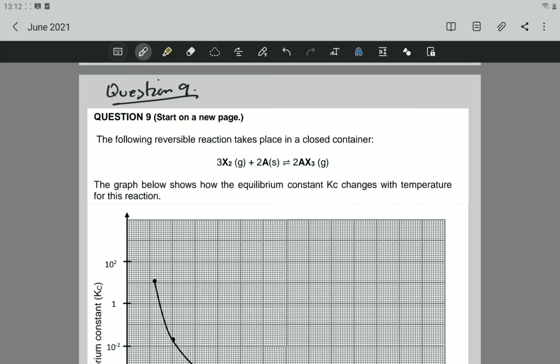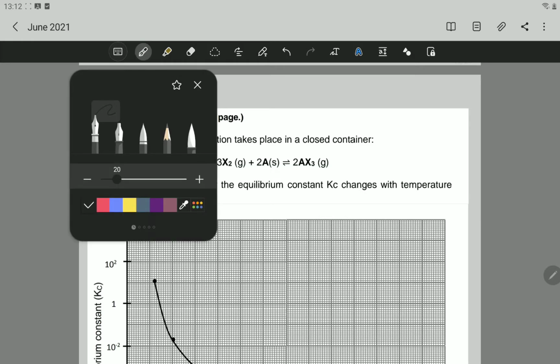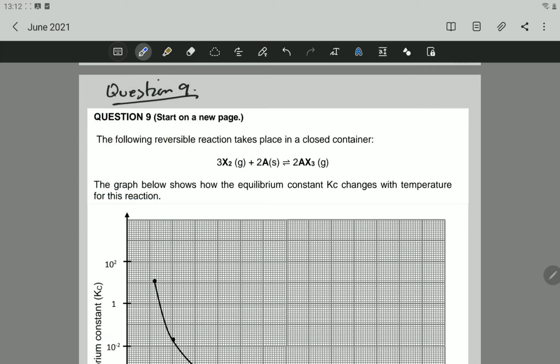Now this question says the following reversible reaction. Reversible reaction is one of the conditions for equilibrium to happen. Otherwise, equilibrium cannot happen. The reaction must be reversible and the container or the system must be closed. Those are the conditions for equilibrium to happen. First of all, the reaction must be reversible. In other words, it must go forward and backward, and the system must be closed.